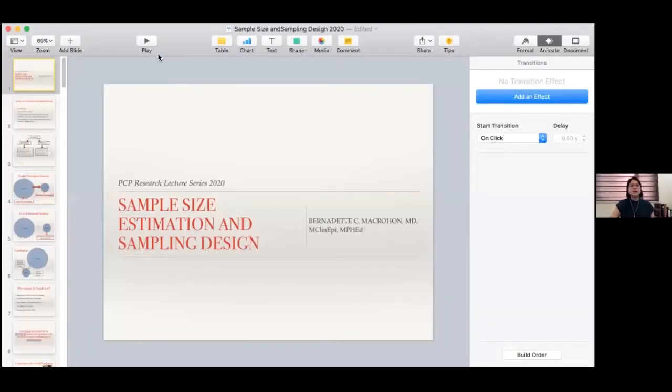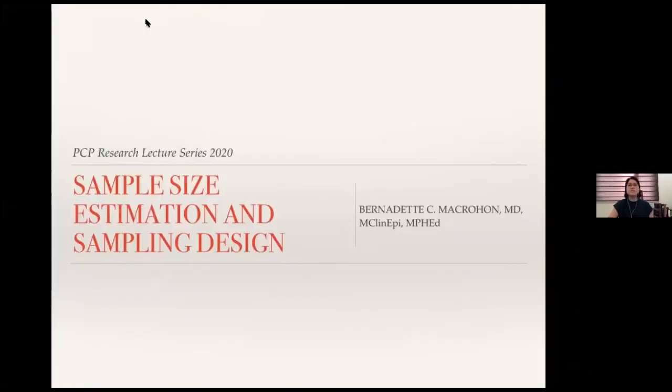Now we move on to sample size and sampling design. If you have your cell phones and your laptops with you, just make sure you can get connected to the internet, then you can go along with me so that it'll be easier for you to understand.